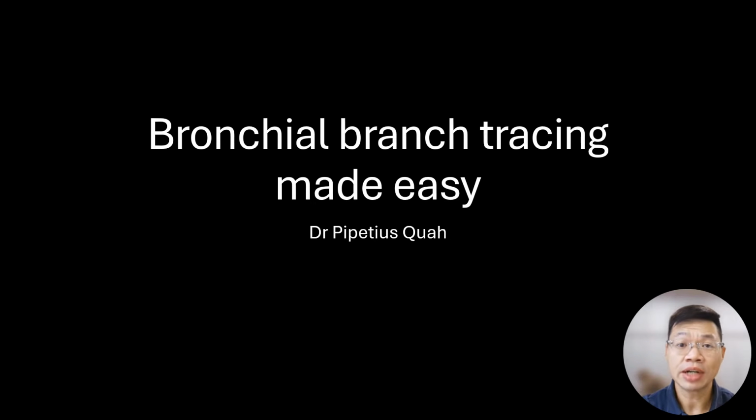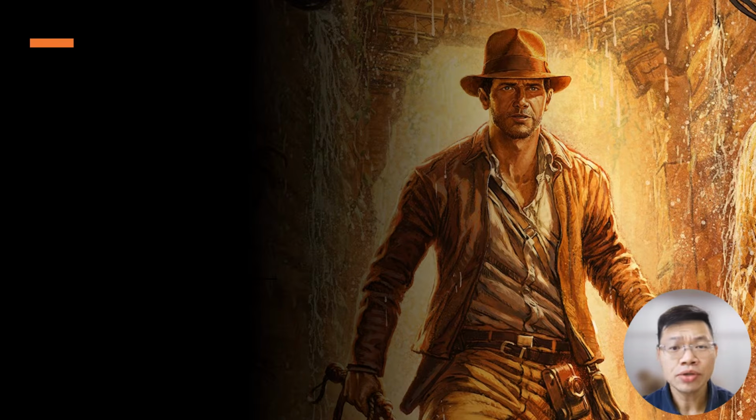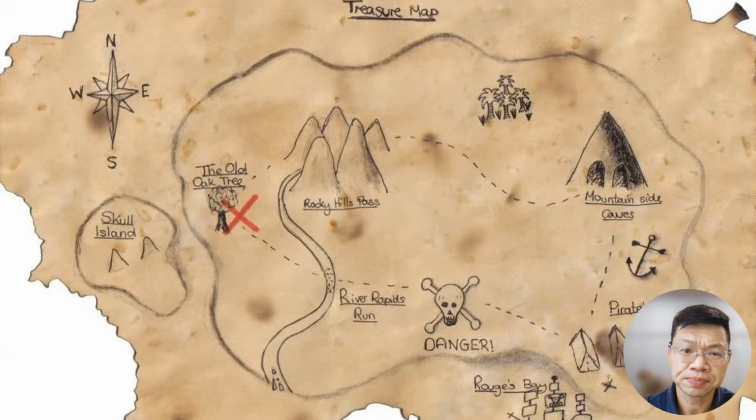So what is bronchial branch tracing and how is it useful? I would like you to imagine that you're an intrepid adventurer like Indiana Jones, and you have recently come into possession of a map which leads to a mysterious hidden treasure. Using this map, you have to plan a route from your camp to the location of the treasure.